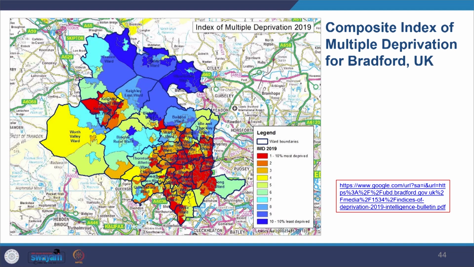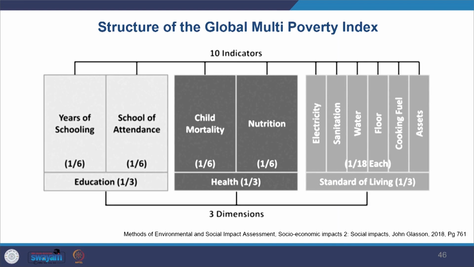You can see that. You also have an international-level example of a deprivation index, provided by the Global Multidimensional Poverty Index, MPI. The global MPI has 3 dimensions and 10 indicators. You can see the 10 indicators here in the diagram of the Global Multidimensional Poverty Index.